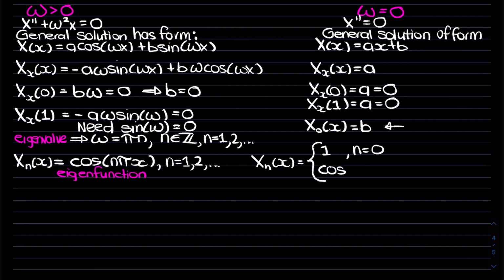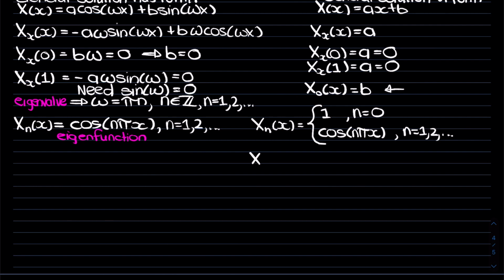And I'm also going to write cosine n pi x for n equals 1, 2, and so on. Now another way of writing this is X_n of x equals some constant a times cosine n pi x, and that should be a_n, for n equals 0, 1, 2. So that takes into account both of those cases here. So you can write it either way, both are correct.